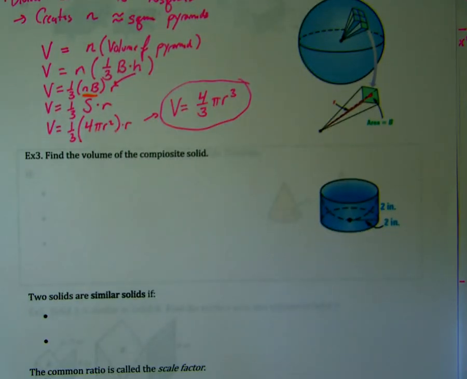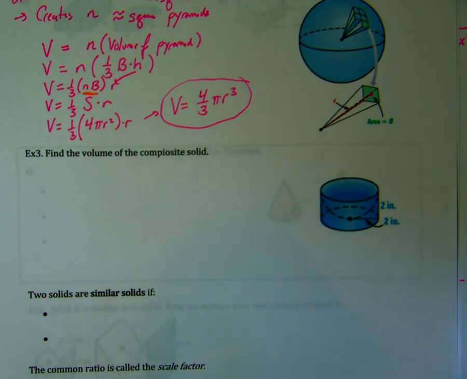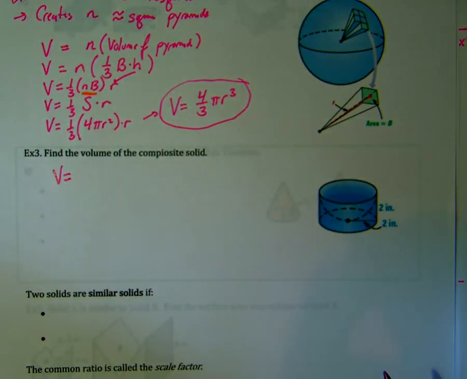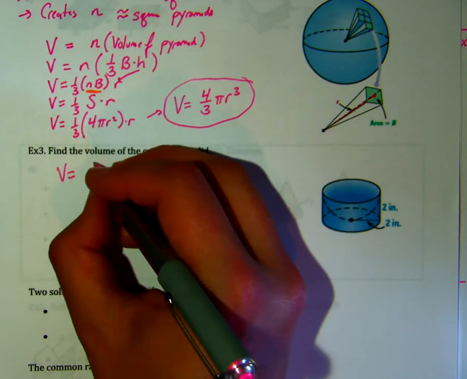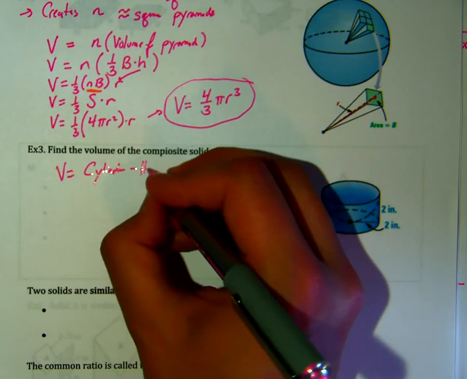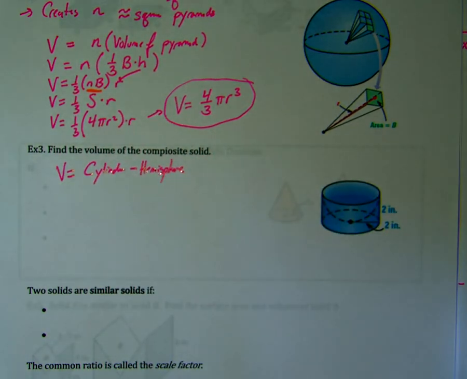So to find the volume of this composite solid, this is like a cylinder with kind of a bowl cut out of it. So I like to write the sum or difference of the pieces when I have a composite solid. So I'm just going to write, for my volume, it's cylinder minus hemisphere. Okay, minus half of a sphere.